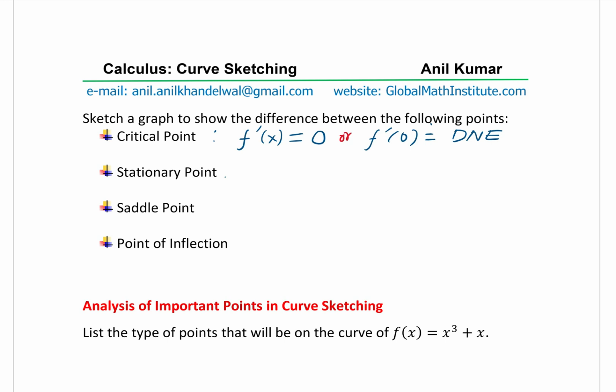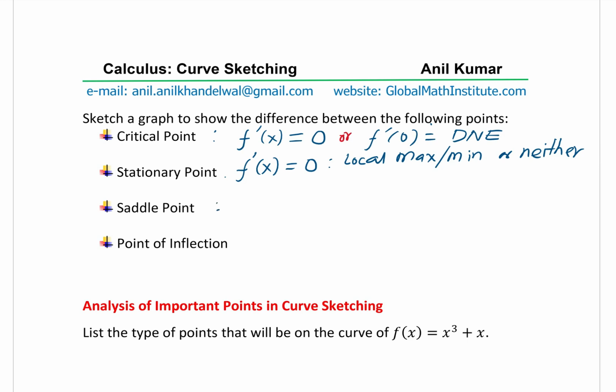Now let's see what is a stationary point. A stationary point is a point where the derivative is equal to zero. Now with that, that particular point could have a local maxima or a minima or neither. It's important to understand that if the first derivative is zero, it means it could have a local maximum, a local minimum, or neither of the two, right?